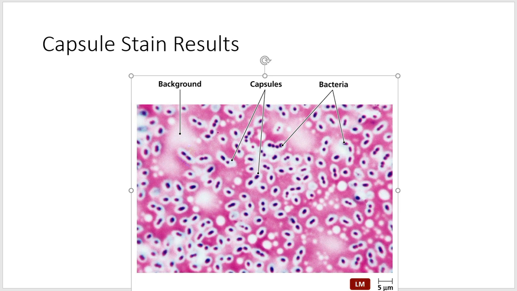Remember, a capsule is a virulence factor, does a couple things for the cell. It protects it from phagocytosis, so it's harder for our immune system to destroy encapsulated bacteria. It also helps the bacteria adhere to its environment. So these are very sticky and very difficult to eliminate.